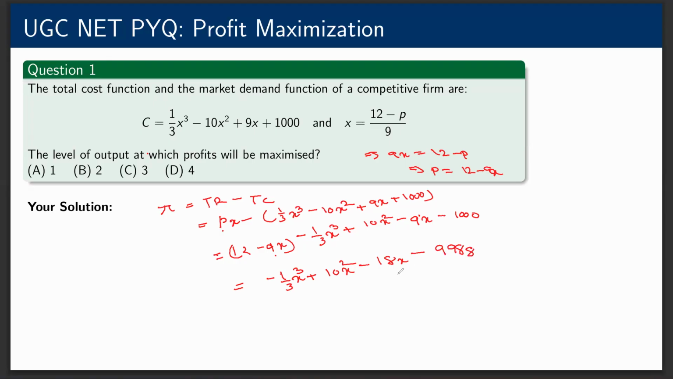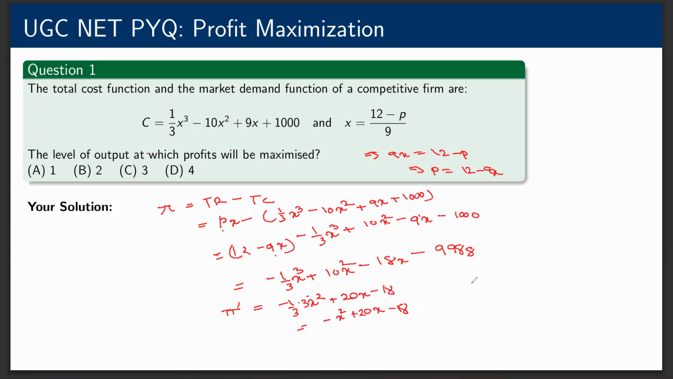Right. Profit maximization: take the first order derivative, that is indicated by pi dash. Pi dash should be minus 1 by 3 into 3 x square plus 10 into 2, that is 20x, minus 18. That is equal to minus x square plus 20x minus 18.